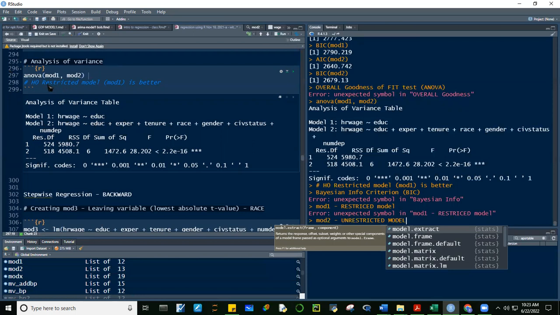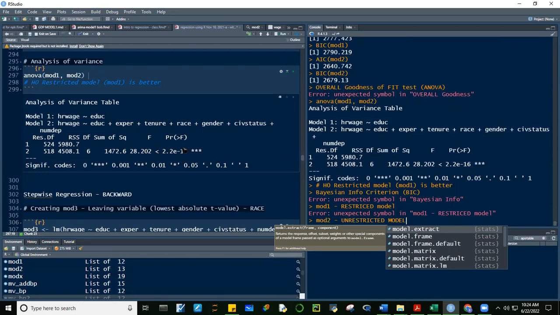Okay. And the null hypothesis for this statistical test is that the restricted model is better. So yung fewer na variables is better than your unrestricted model, which has several or more independent variables. So what we have here is your p-value. So ito yung titignan natin. Ang F-stat natin is 28.208. Okay, and then our p-value is point and then 15 zeros and then 2. So that's practically zero, no? That's less than 0.05, definitely.